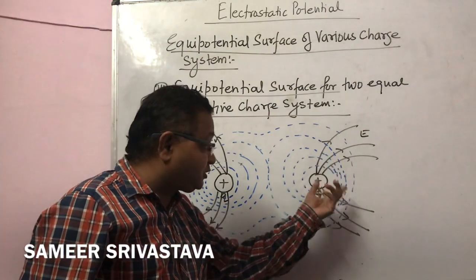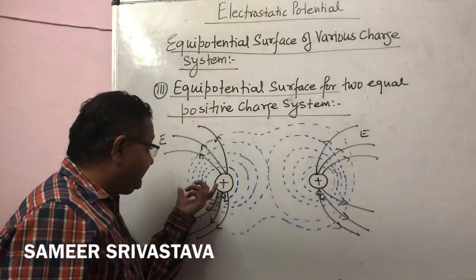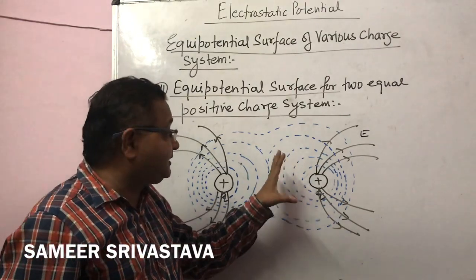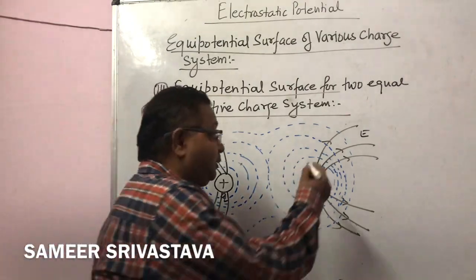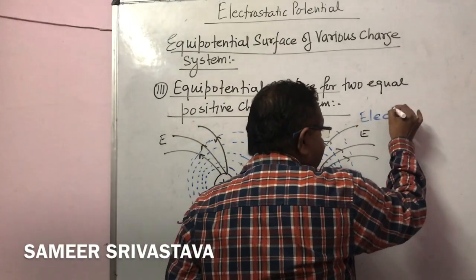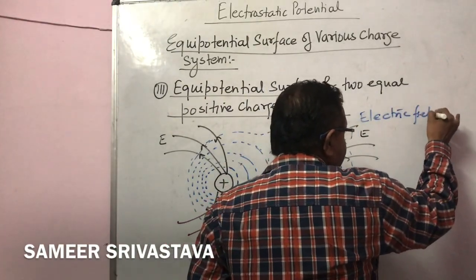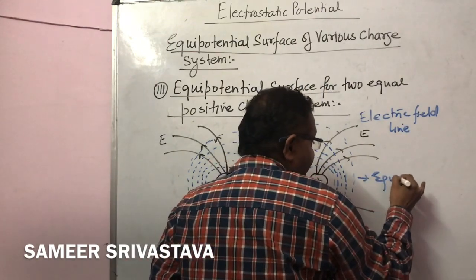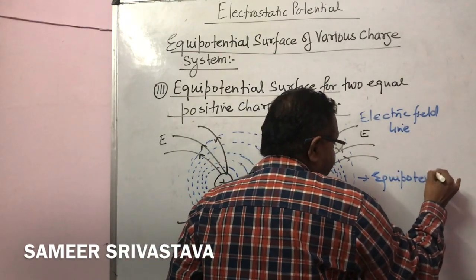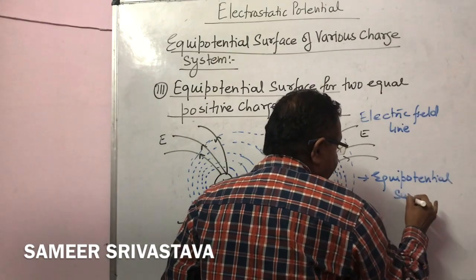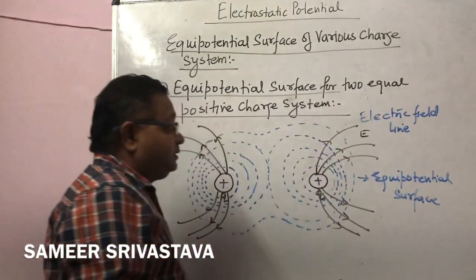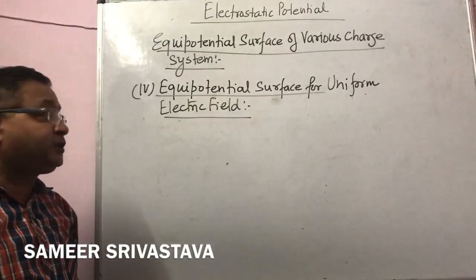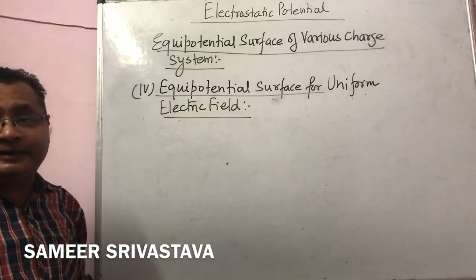Where the electric field is strong, they are closer to each other. Where the electric field is weak, they are farther apart. Okay, so this is a diagram of the equipotential surface. What about this? Electric field lines. What about this? Equipotential surface. Okay, done. Now the last case, equipotential surface for a uniform electric field.